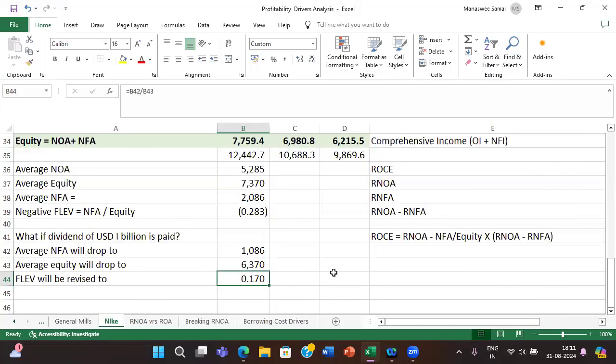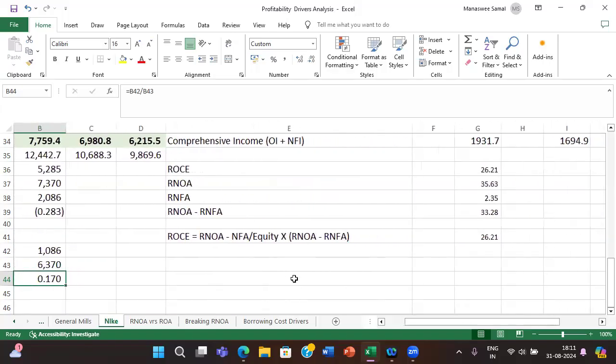But you will find that with this dividend payment, this number is reducing from 0.283 to 0.170. The decline part I'm leaving consciously to you; please find it out. You'll find that 35.63% is not reducing to 26.21. It will reduce, but the decrease is not that pronounced, like 9.4 percent or so. It will not decline to this level. Maybe the number would be 29 or 30. Just work it out with this number 0.170. Once you work that out, you will appreciate that yes, paying dividend makes sense.